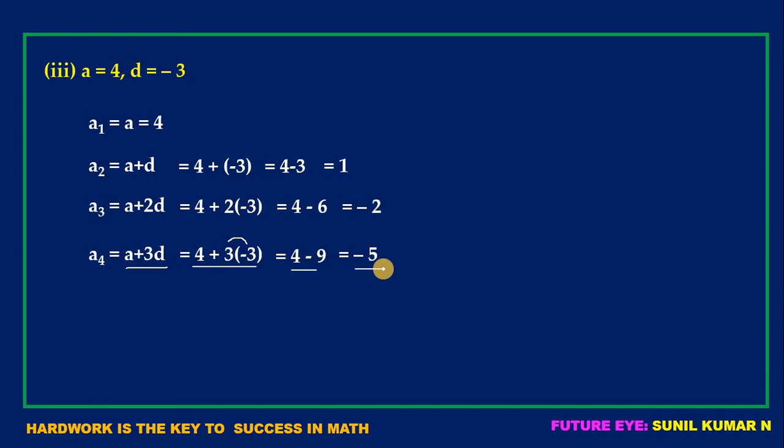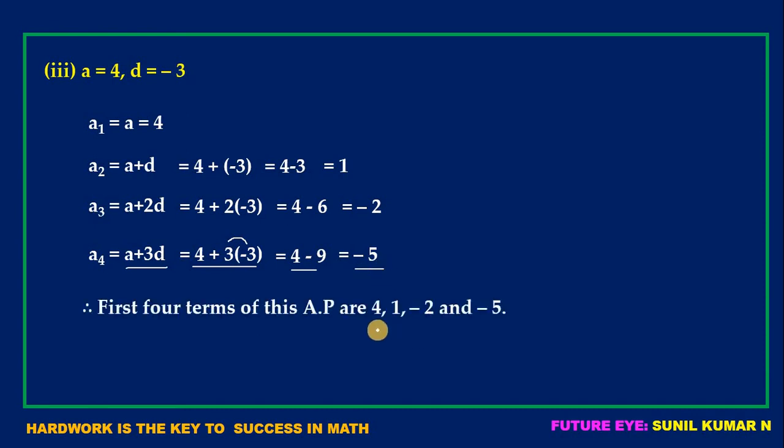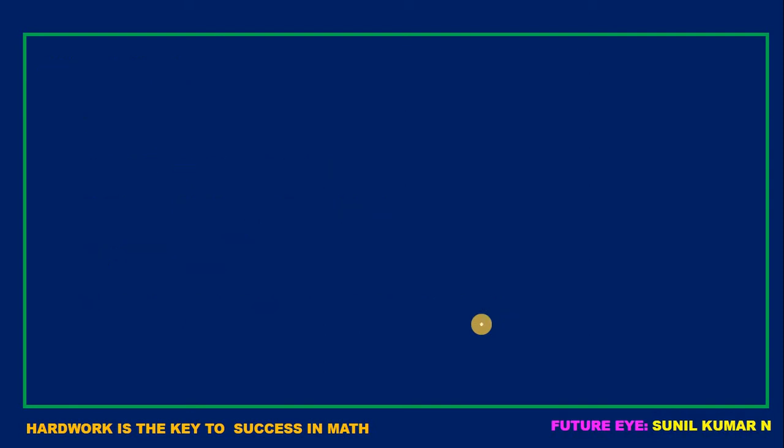Now all 4 terms are ready. Hence the first 4 terms of this AP are 4, 1, minus 2 and minus 5. Next take another problem. A equals minus 1 and D equals 1 by 2. So A is always the first term, hence A equals minus 1.